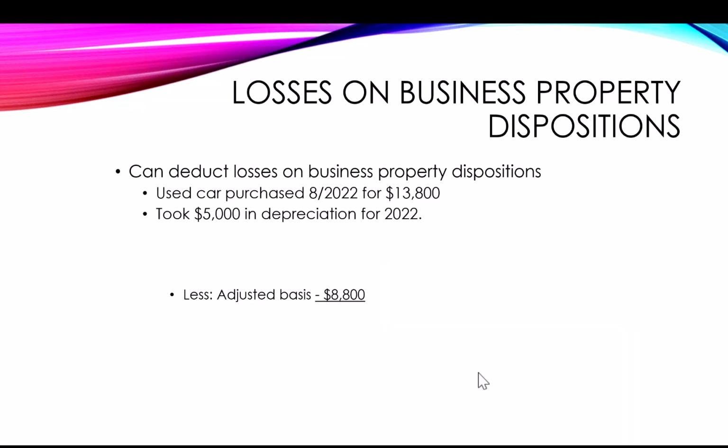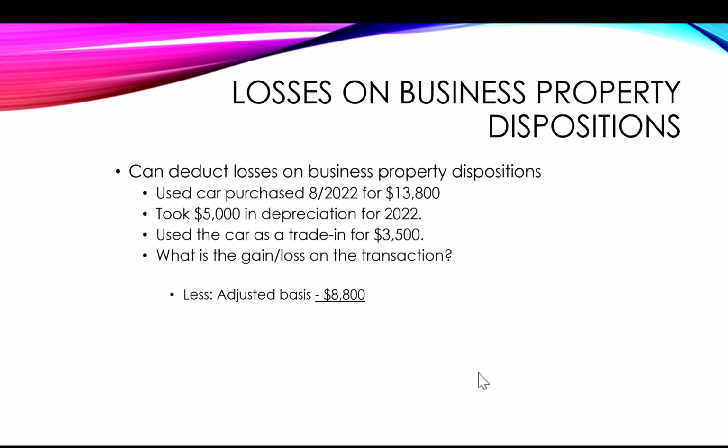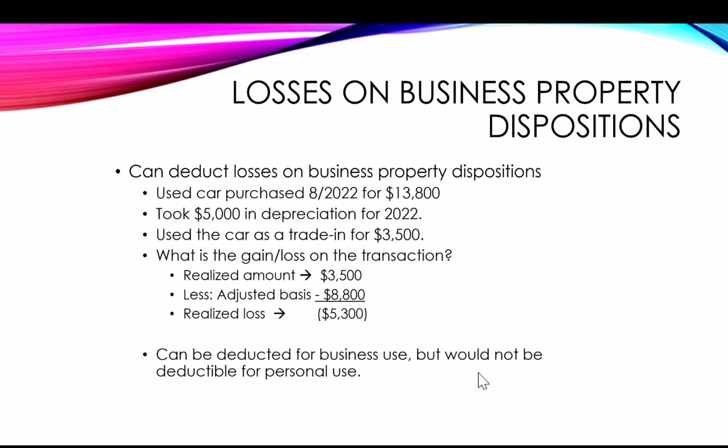Now that we know the business's adjusted basis, let's assume that in 2023, they used the car as a trade-in to gain a different car. The dealership provided $3,500 worth of value on the used car as the trade-in. And the question is, what is the gain or loss on this transaction? Well, in this case, the amount realized from the trade-in of this vehicle was $3,500. Our adjusted basis, again, was $8,800. So the business realized a loss of $5,300. The business can take a for AGI deduction for this realized loss. Remember, if this had been a personal use asset, then there would be no loss that would be recognized on the tax return.